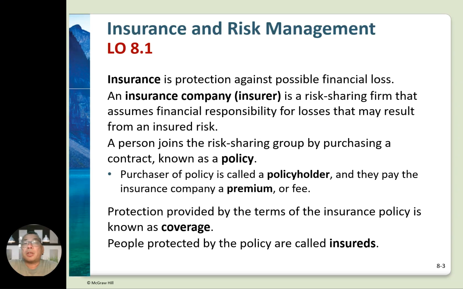All right, let's start with insurance and risk management. The first one is insurance, which is a protection against possible financial loss. An insurance company, or insurer, is a risk-sharing firm that assumes financial responsibility for losses that may result from an insured event. A person joins the risk-sharing group by purchasing a contract known as a policy. So if you buy insurance, you call it a policy. The purchaser of a policy is called the policyholder, and they pay the insurance company a premium or fee. Protection provided by the terms of an insurance policy is known as coverage.